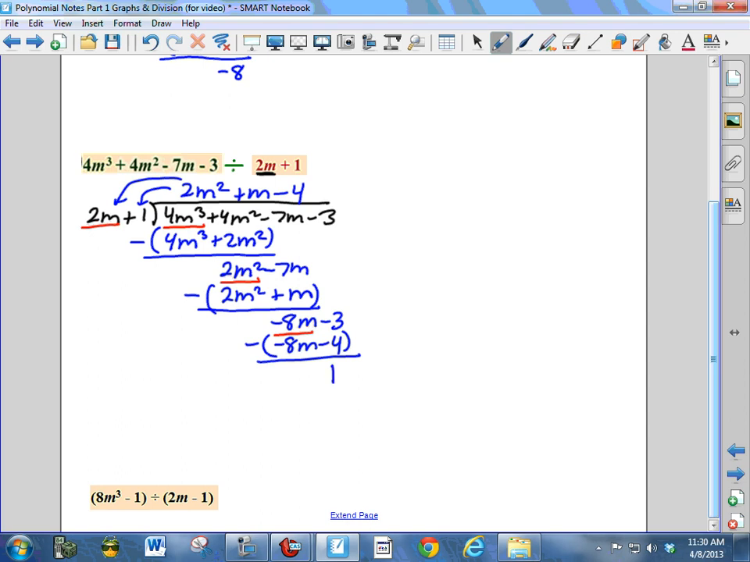So once again, I have a remainder. 2m plus 1 is not a factor of 4m cubed plus 4m squared minus 7m minus 3. So I can say that 4m cubed plus 4m squared minus 7m minus 3 is equal to 2m plus 1 times 2m plus 1 plus 1.